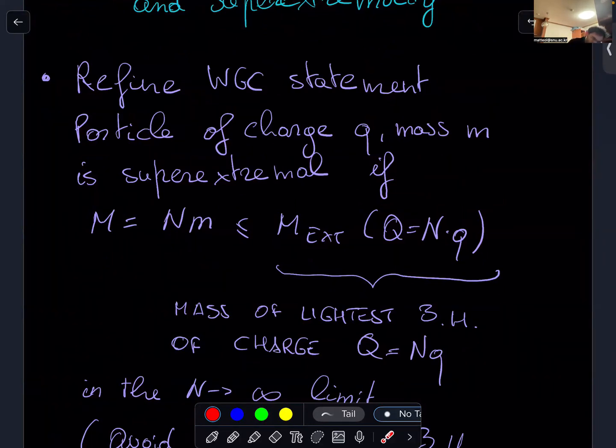That the charge to mass ratio is bound by these. Sorry, let's see. How do I want to say? A particle is super extremal if its mass is not larger than this combination, right? Where in the limit, this combination is for an extremal black hole of this charge. So this is where these ends are the same, of course. In the limit as n goes to infinity.